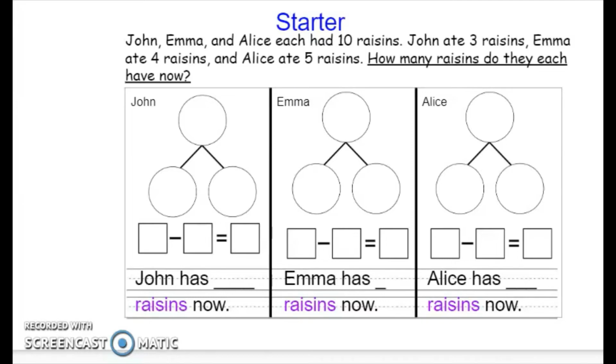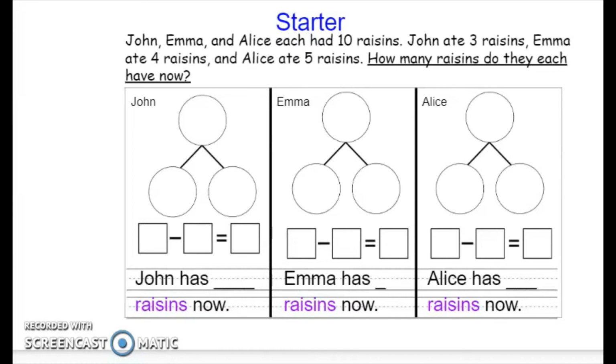Read with me or in your head as I read out loud to you. John, Emma, and Alice each had 10 raisins. John ate 3 raisins, Emma ate 4 raisins, and Alice ate 5 raisins. How many raisins do they each have now? All right, my friends, remember, great mathematicians always go back and reread the problem. So let's do that. John, Emma, and Alice each had 10 raisins. John ate 3 raisins, Emma ate 4 raisins, and Alice ate 5 raisins. How many raisins do they each have now?